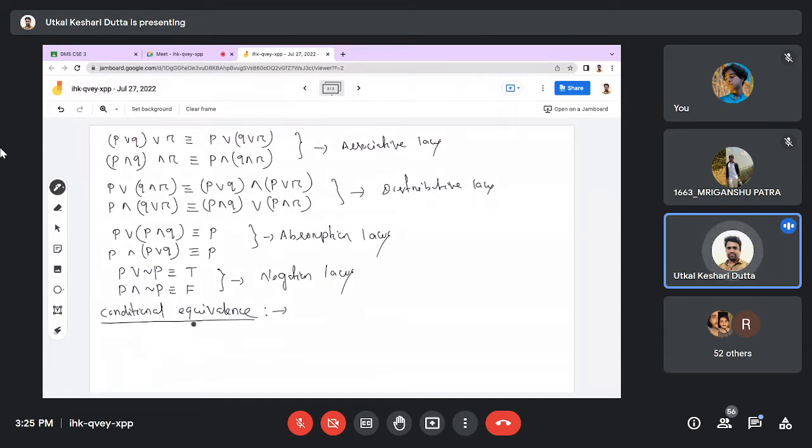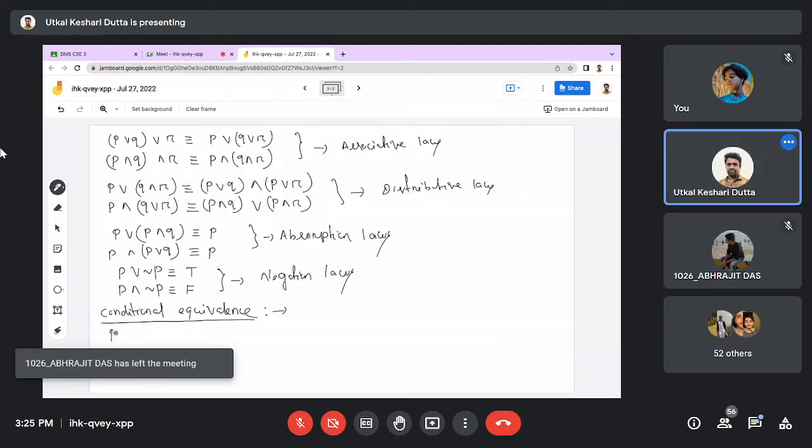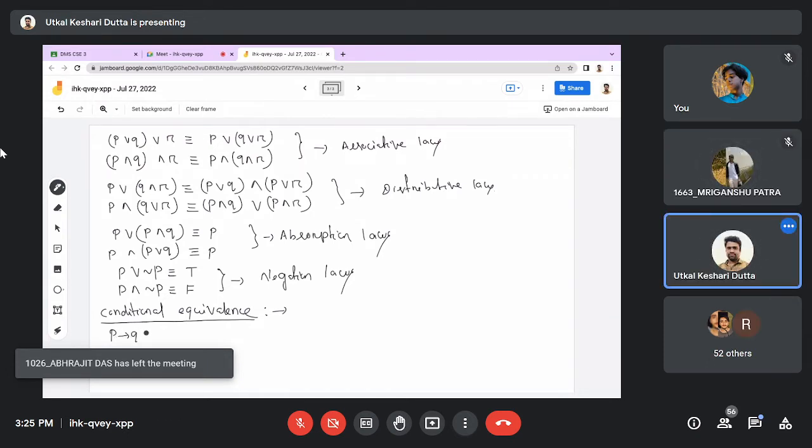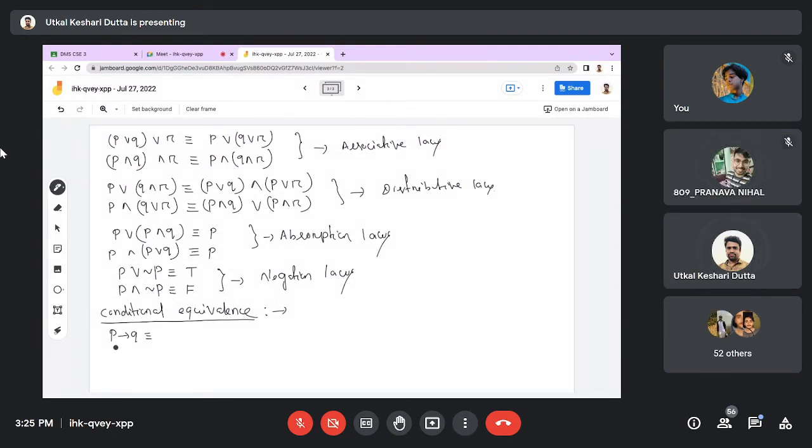Okay, some conditional equivalence means some equivalence statements involving the conditional. That means, see, P conditional Q. Tell me, P conditional Q is equivalent to what? Negation P or Q. Yeah, we have already shown that by using a truth table. You can use the previous classes. We have already proved the same: P conditional Q is equivalent to negation P or Q. How to prove? Using truth table, you can go to the previous class.